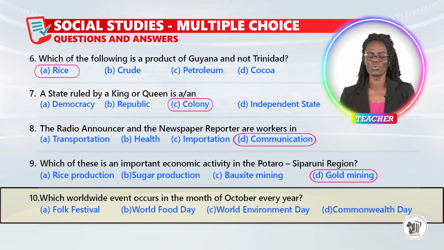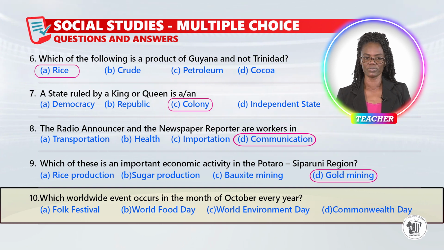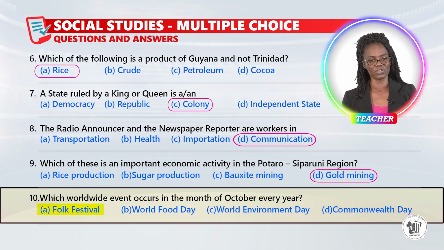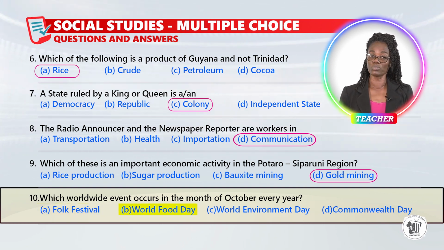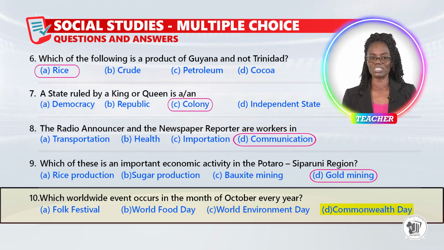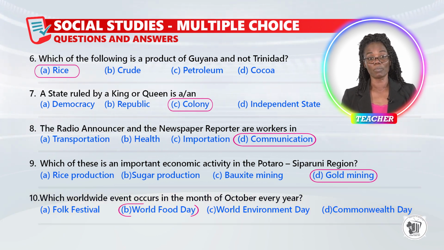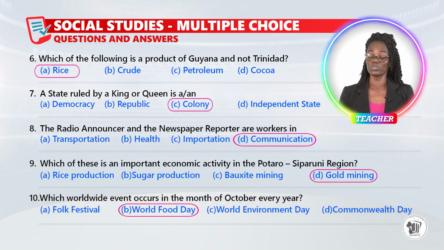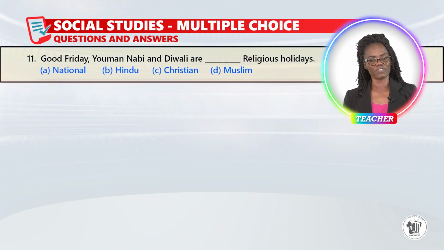Question 10. Which worldwide event occurs in the month of October every year? A. Folk Festival, B. World Food Day, C. World Environment Day, or D. Commonwealth Day. The answer to question 10 is B. World Food Day.